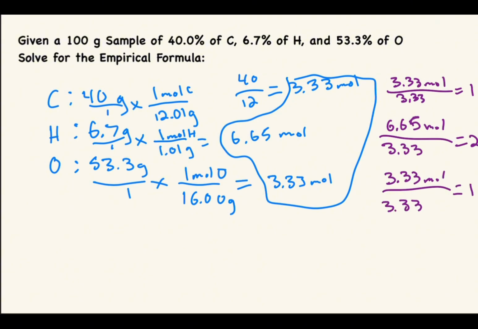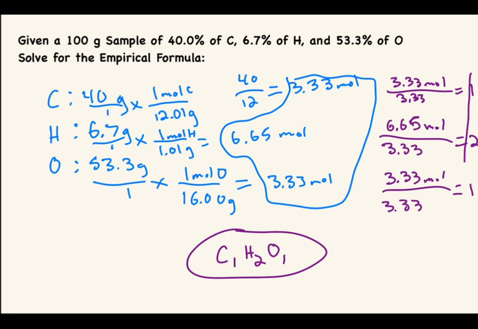Every time, you just want to divide all of them by the smallest number that you see out of all of the mole values that you get. And in this instance, it was 3.33. So then from there, you can write your empirical formula, which is just going to be C1H2O1. And that was given from these numbers right here, which we solved by taking the grams, dividing by the molar mass, giving us a mole value, and then dividing each mole value by the smallest mole value. And that's how you do empirical formula and percent composition, guys.